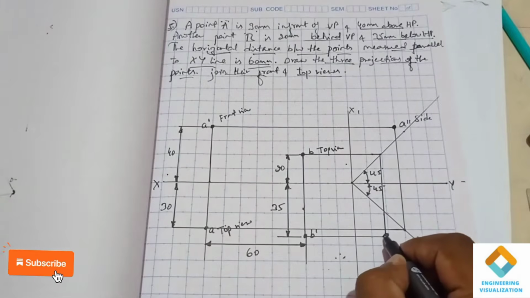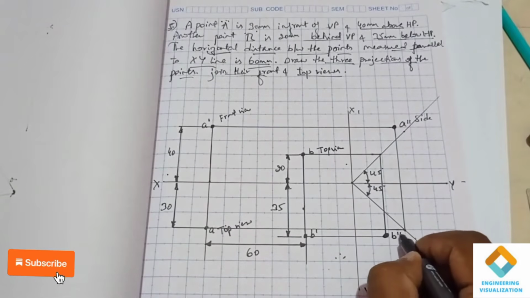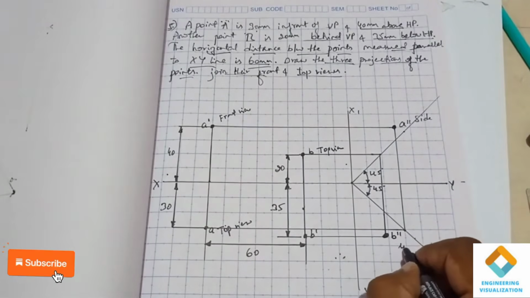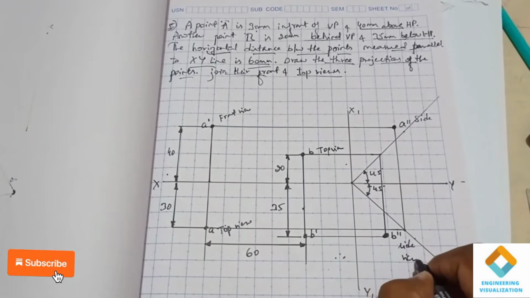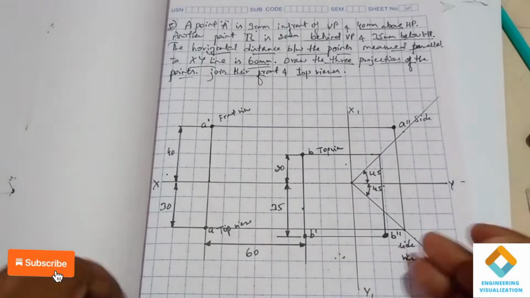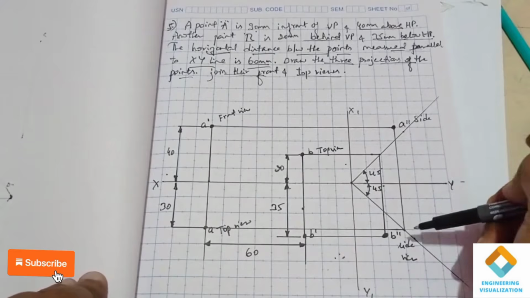Okay, so this is our point, this is our side view, B double dash. Okay, this is our side view. So both the side views of both point A and point B are done.